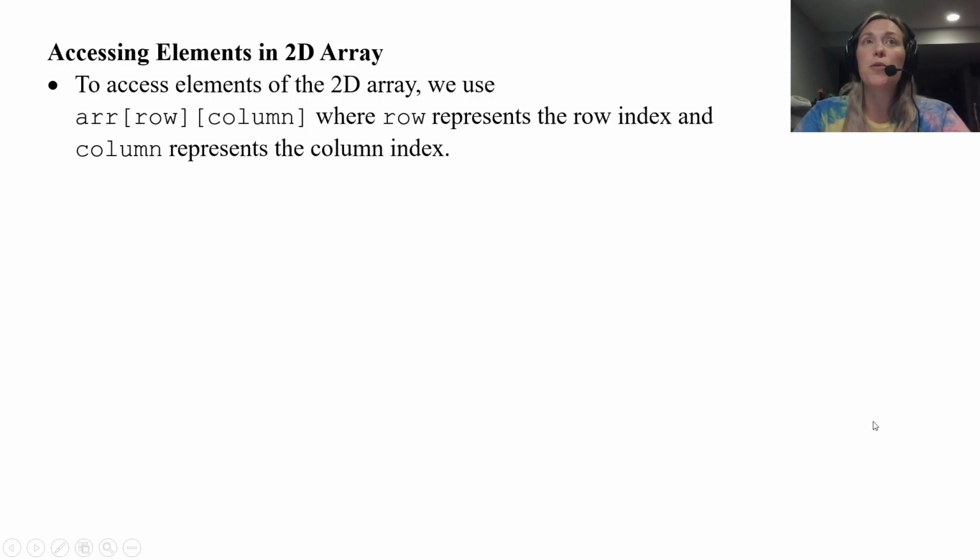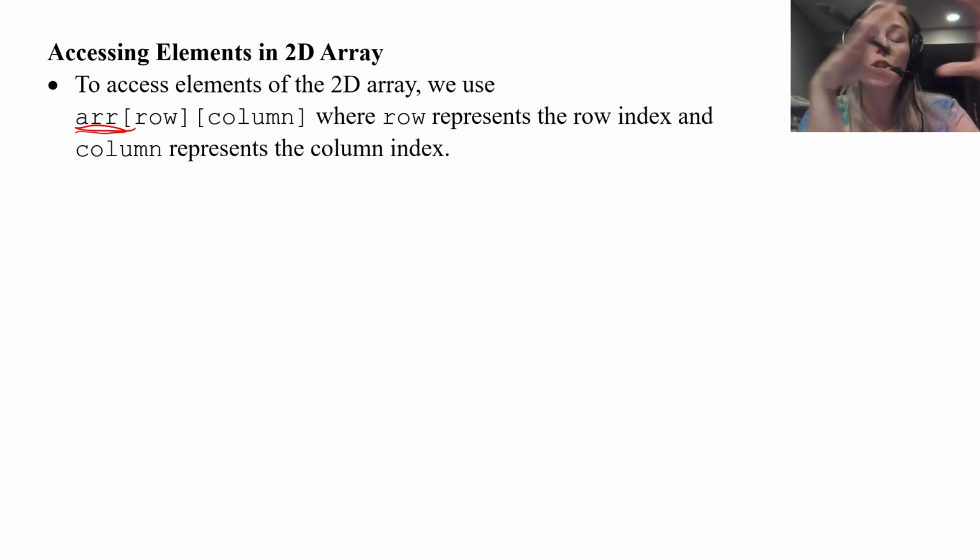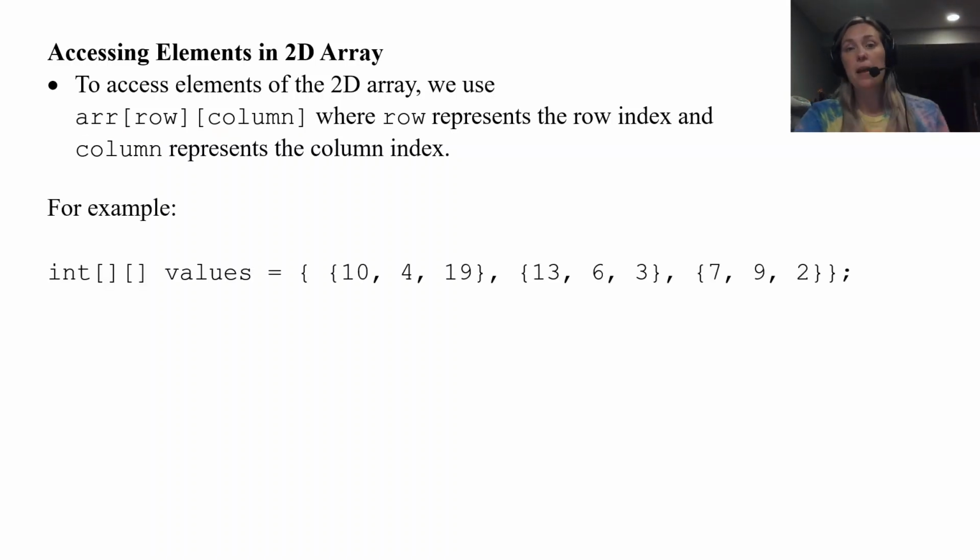Okay, let's talk about accessing elements here. So to access elements, you use the same notation that you would use for a one-dimensional array, except you have to reference both the row and the column of the element. Okay, so you're going to use the array name. So here I have ARR, and you're going to have the two sets of square brackets. The first one is going to have the row index, and the second one is going to have the column index.